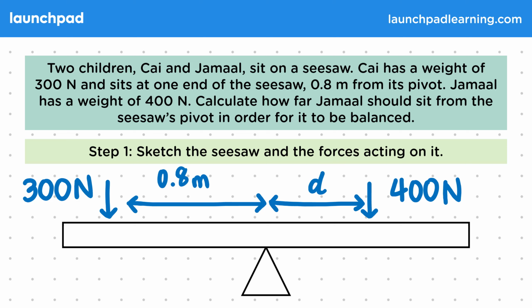We can already see that Jamal will need to be closer to the pivot to keep the seesaw balanced, as Jamal weighs more, so needs to be a smaller distance from the centre, otherwise the moment will be larger.